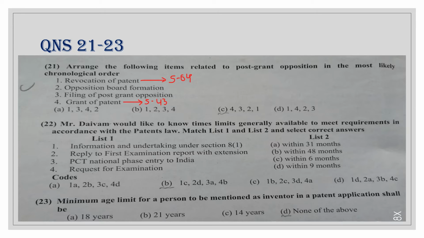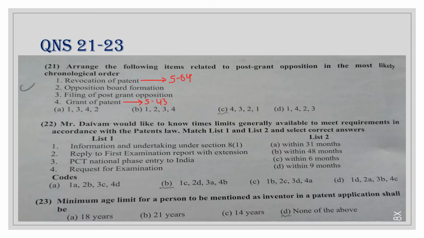The correct option will be option B, where the first combination, information and undertaking under Section 8 subsection 1, goes with within 6 months. You can refer to Section 8 for this and the correspondence rule. The next one is 2D, that means reply to the first examination report with extension, and that is within 9 months.